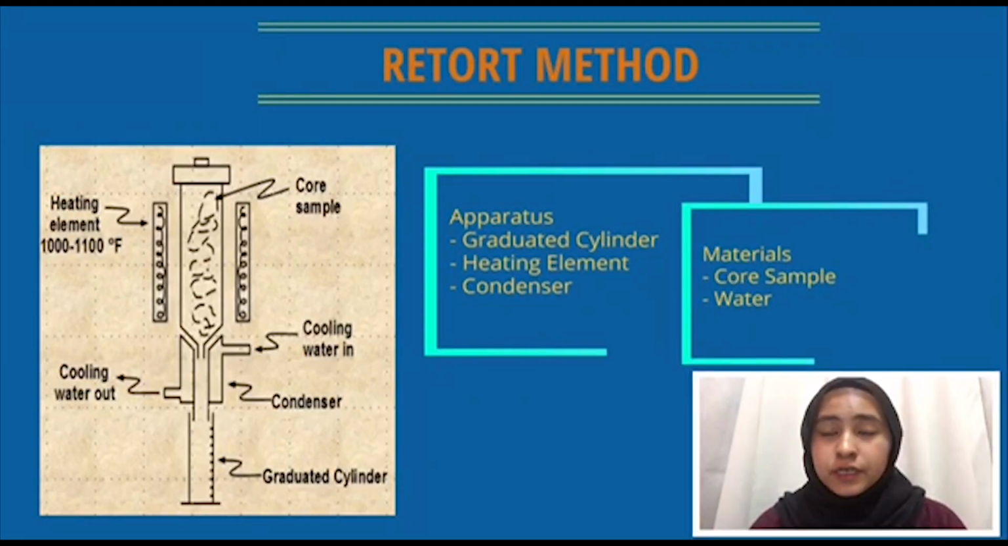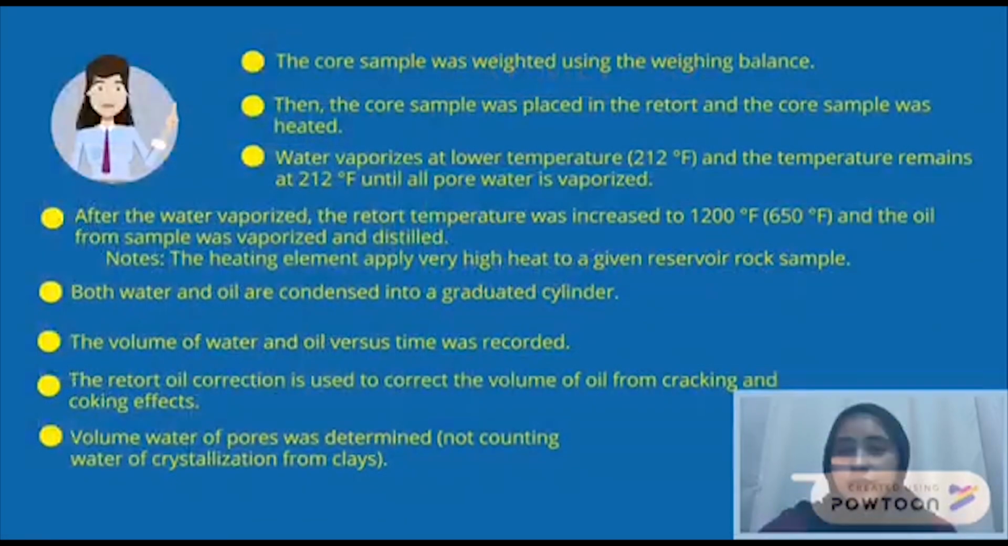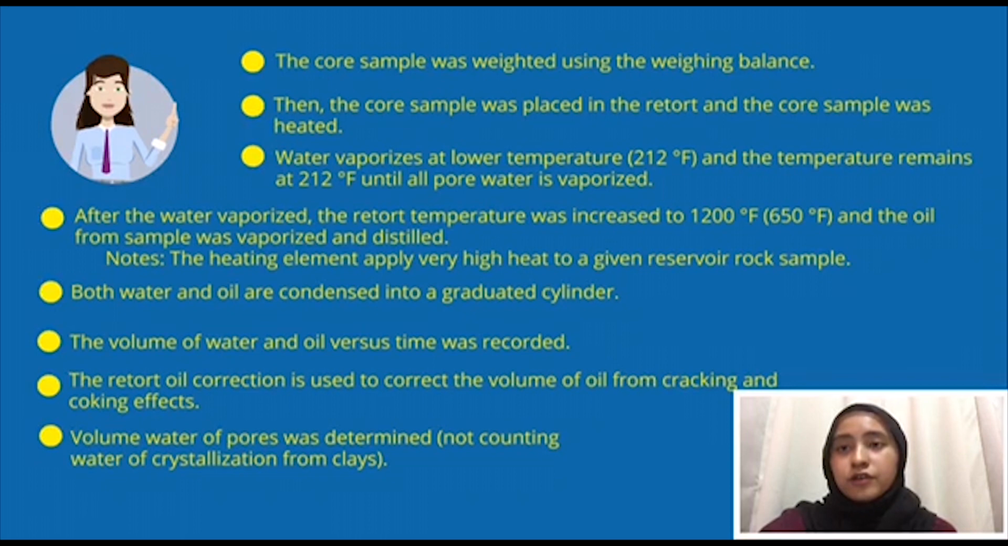Next, for the retort method, the materials that we use are core sample and water, and the apparatus that we use are graduated cylinder, the heating element, and the condenser. The methodology are: the core sample was weighed using the weighing balance. Then the core sample was placed in the retort and the core sample was heated.